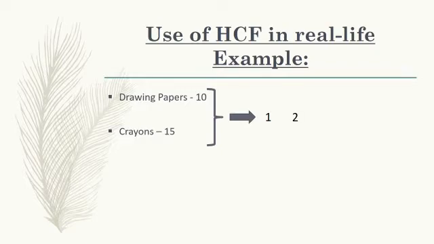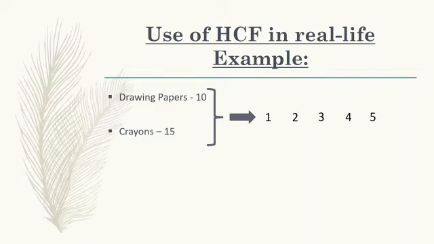And if we consider 2 students, then we can divide 10 drawing papers equally among them. But we cannot divide 15 crayons equally among them, as if each student gets 7 crayons, then 1 will be left. And if we consider 3 students, then we can divide 15 crayons equally among them, but 10 drawing papers cannot be distributed equally. Similarly, for 4 students, 10 drawing papers and 15 crayons cannot be distributed equally.